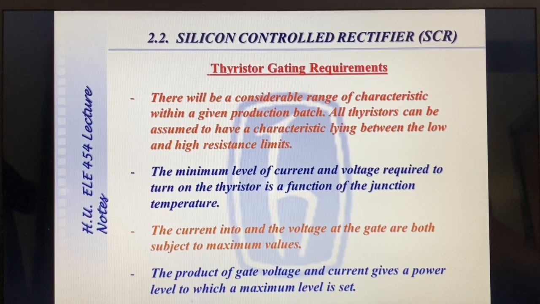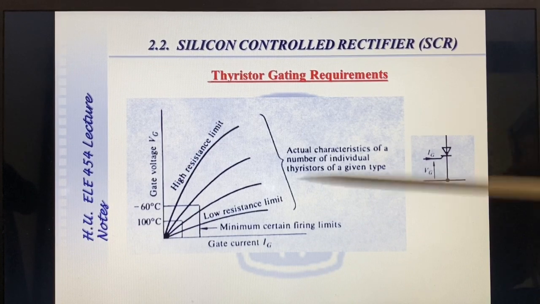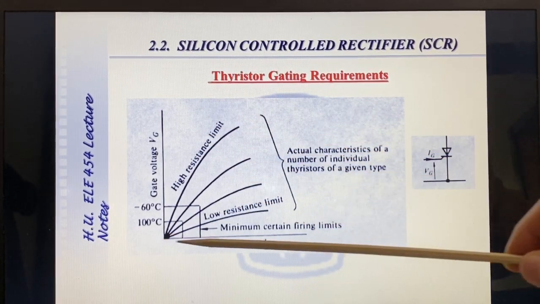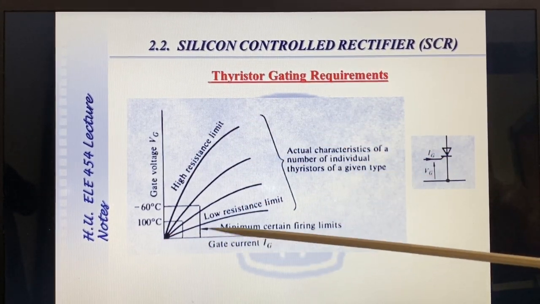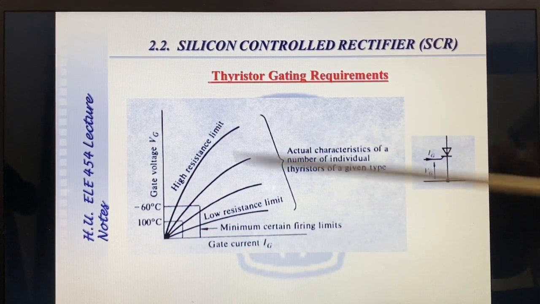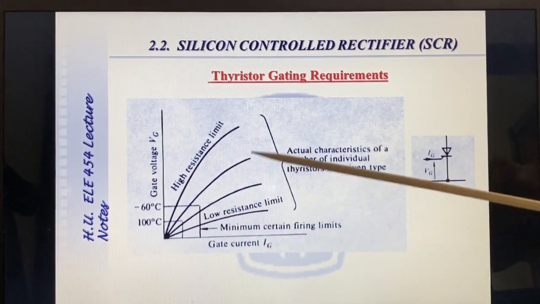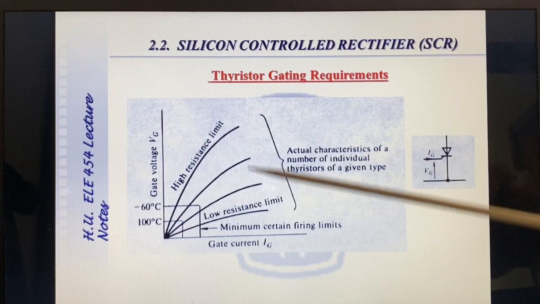There are variations in thyristor gating requirements. There is a considerable range of characteristics within a given production batch, and all thyristors can be assumed to have a characteristic lying between low and high resistance limits. So if this is the gate voltage, the gate current, low resistance limit, high resistance limit, all thyristors of the same part number remain within this range.